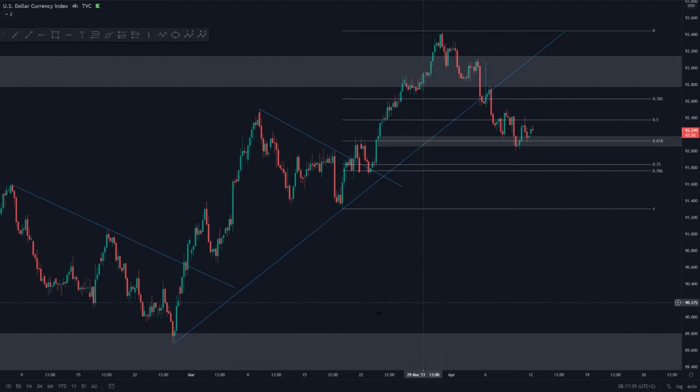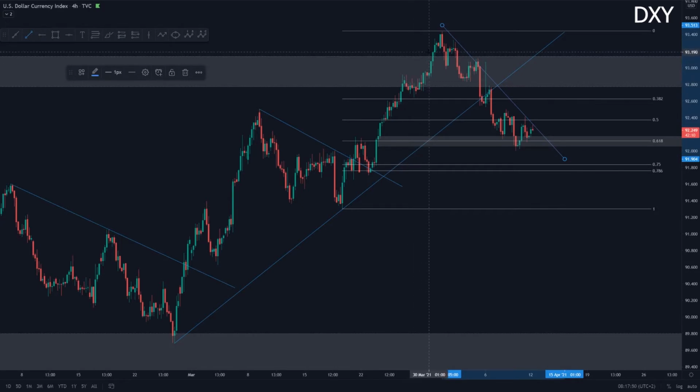As per usual, we're going to start off by analyzing the DXY. What can we see and what can we expect? Well, the DXY is moving in this consolidative manner back down towards the downside. If I draw in this structural line and this other structural line, we can see that we're moving within this descending channel towards the downside in a corrective manner. So why am I saying corrective manner?